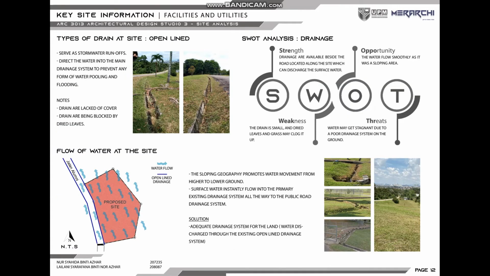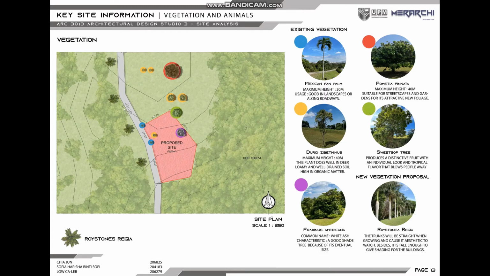For drainage, the type of drain at the site is open line. From the site visit, we analyzed that the drains lack cover and are blocked with dried leaves. So, this is the water flow at the site. The water movement is from higher to lower ground. Sloping geography promotes water movement from higher to lower ground. The surface water instantly flows into the primary existing drainage system all the way to the public road drainage system. So the solution is an adequate drainage system for the land, with water discharge through the existing open line drainage system.